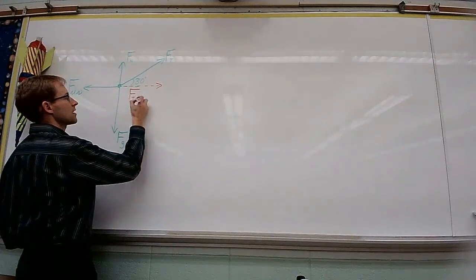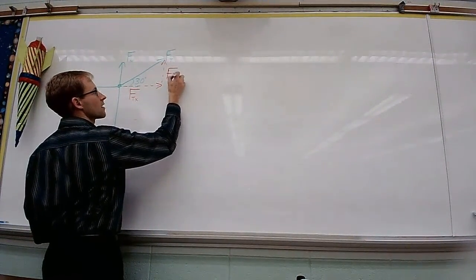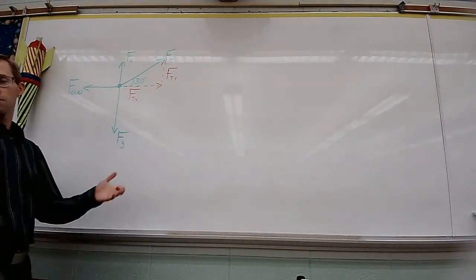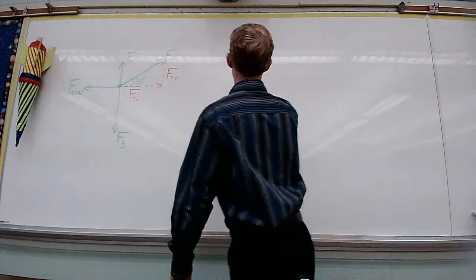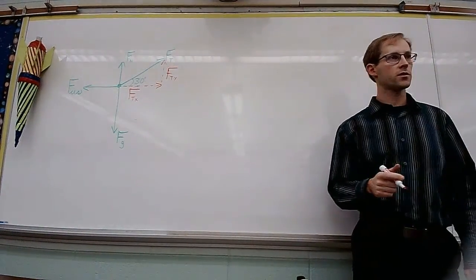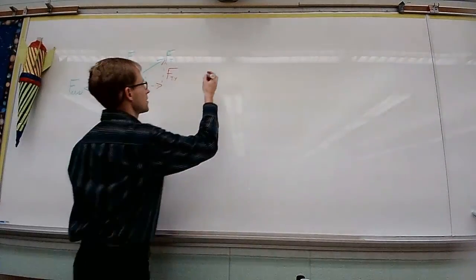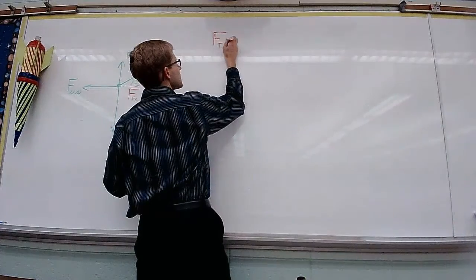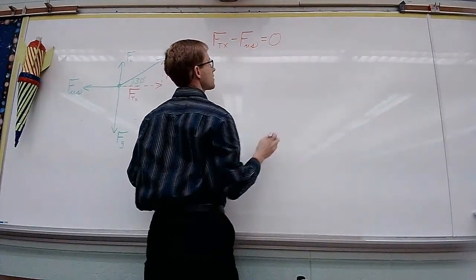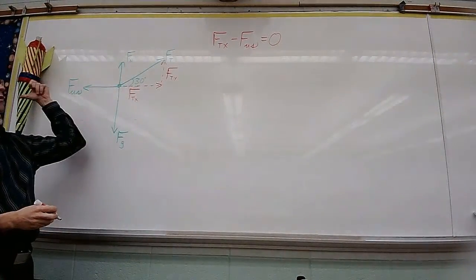So this would be our tension in the x direction. This would be our tension in the y direction. And that's our setup. And again, for those force equations, we're just writing them from all the forces going one way, and then we're subtracting all the forces going the opposite way. So horizontally, my force equation is simply tension in the x direction minus force of static friction equals 0.